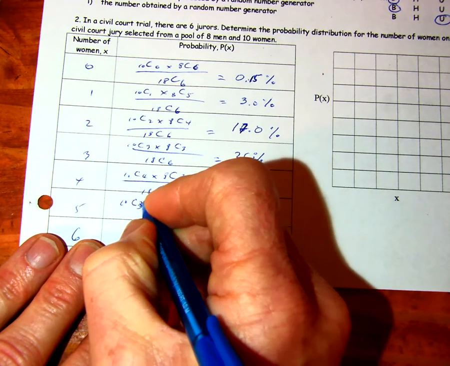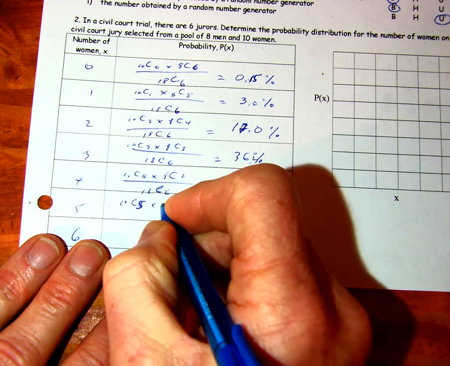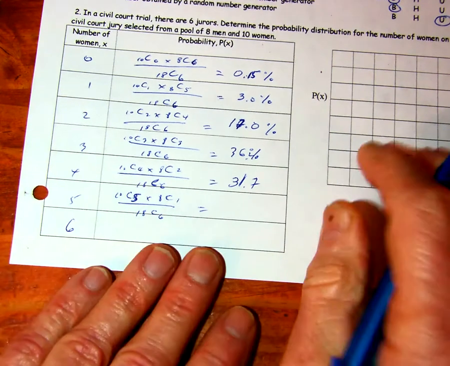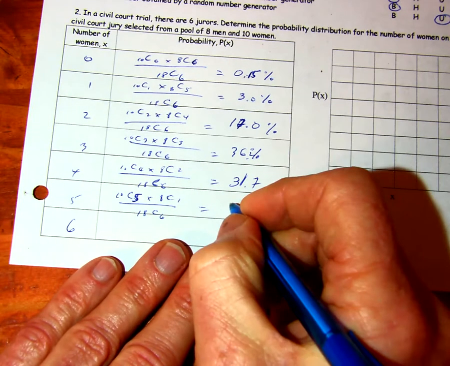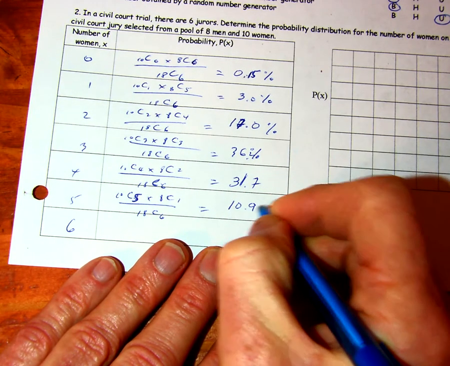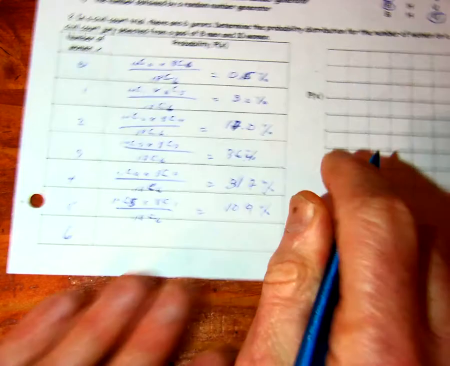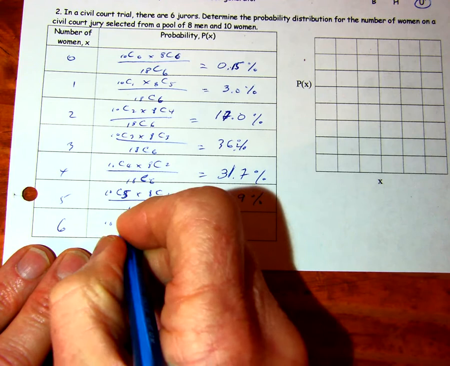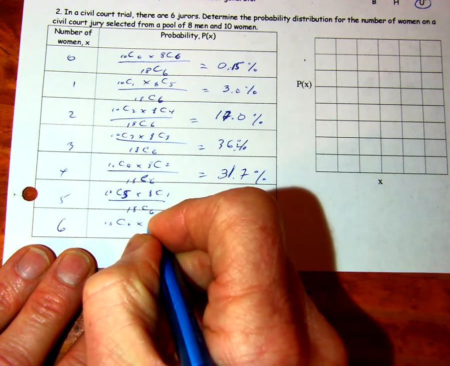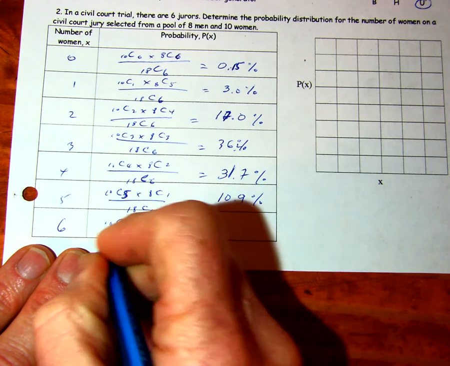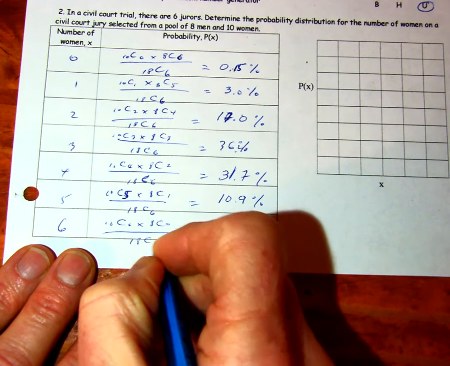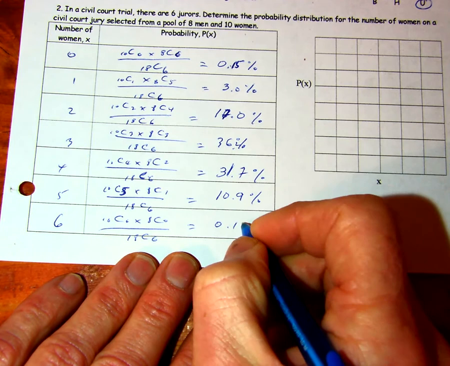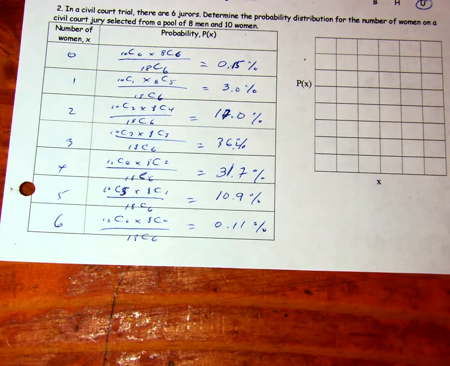So it's 10 choose 5 times 8 choose 1 over 18 choose 6. Somebody give me an answer. 10.9%. I was closer. And lastly, chances of all 6 people being women. It is 0.11%. Exactly. So pretty small.